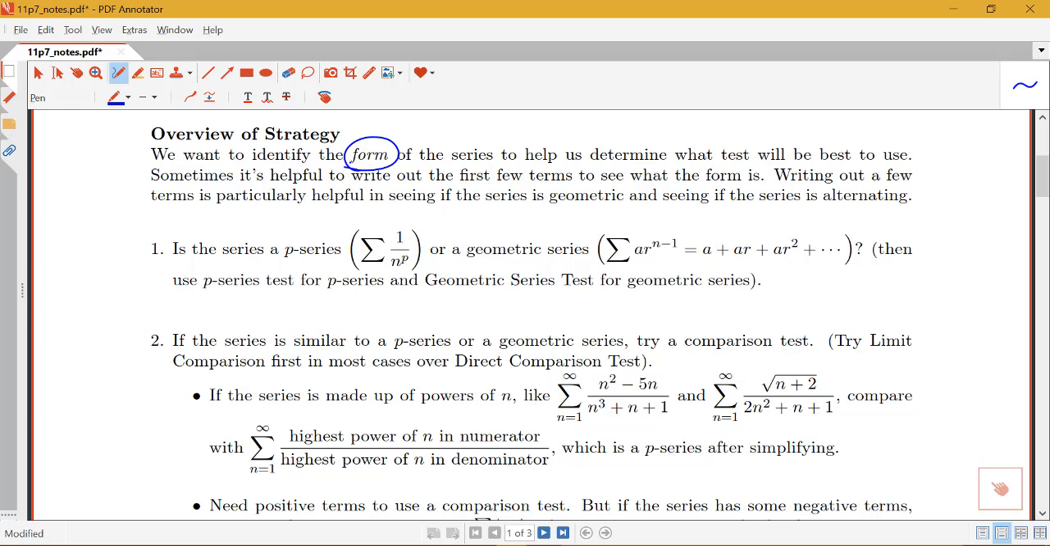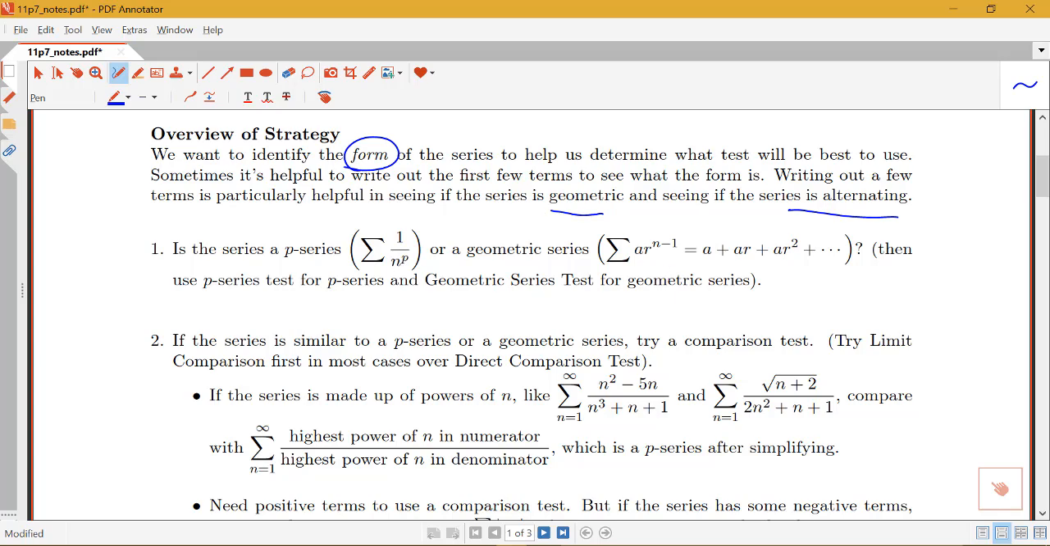Couple of other general tips. Sometimes it's helpful to write out the first few terms to help you see what the form is. That's particularly helpful in seeing if your series is geometric and seeing if it's alternating. Are you actually seeing a pattern of plus minus plus minus? Are you seeing a pattern where you're getting to the previous term by multiplying by the same number each time?